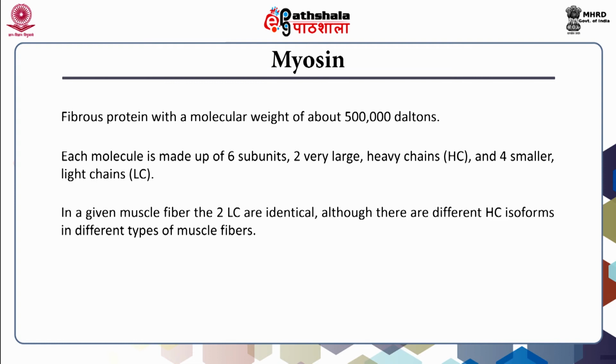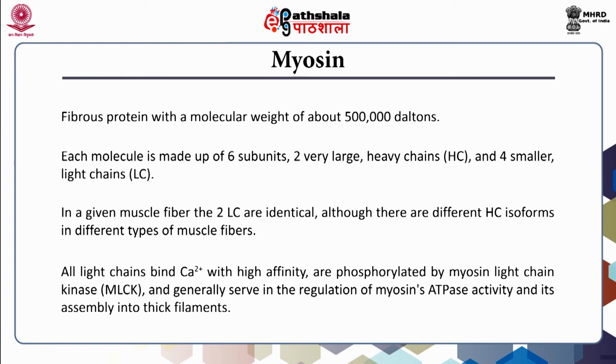In a given muscle fiber, the 2 light chains are identical, although there are different heavy chain isoforms in different types of muscle fibers. All light chains bind calcium ion with high affinity, are phosphorylated by myosin light chain kinase and generally serve in the regulation of myosin's ATPase activity and its assembly into thick filaments.